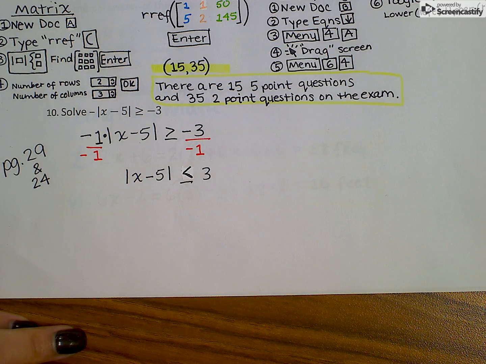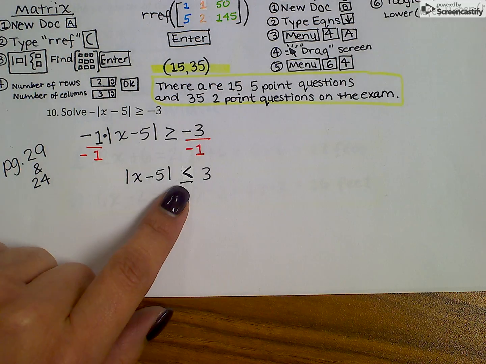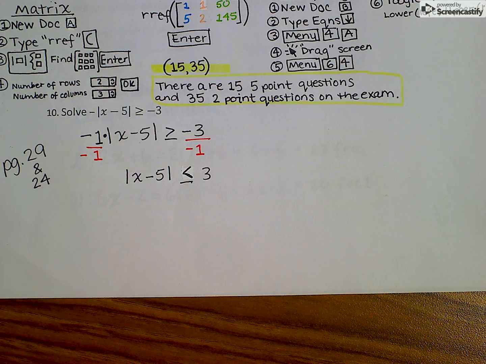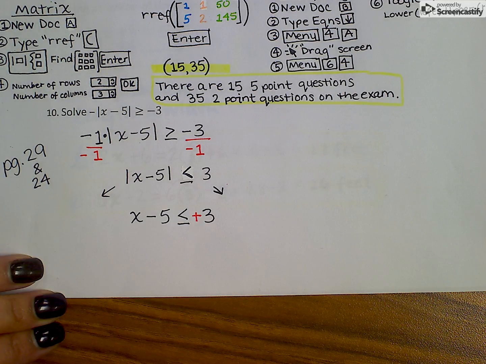So now that my absolute value bars are alone, and I did flip my sign since I divided by a negative, let's go ahead and split this into my positive and negative versions. Now, the way that's going to look for an inequality is we're just going to drop everything down minus the inequality symbol for this positive version, but for the negative version, I'm just going to repeat the exact same inequality symbol, but with the negative 3.